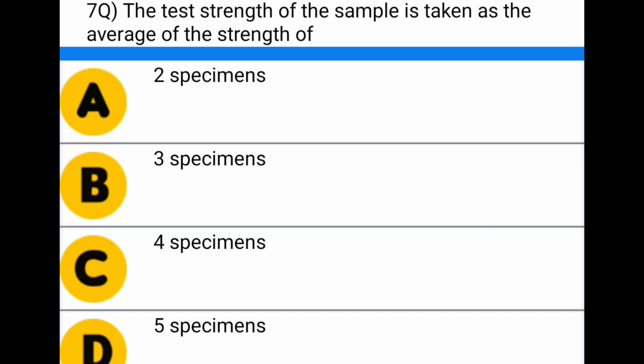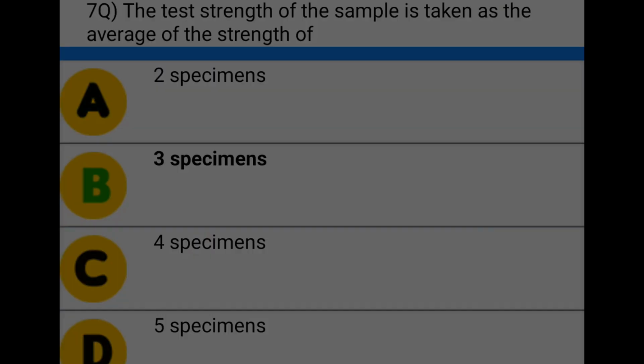The test strength of the sample is taken as the average of the strength of: option A 2 specimens, option B 3 specimens, option C 4 specimens, option D 5 specimens. The correct answer is option B 3 specimens.